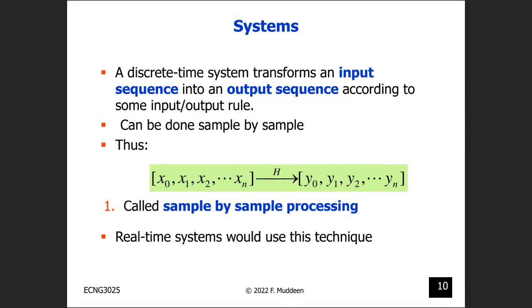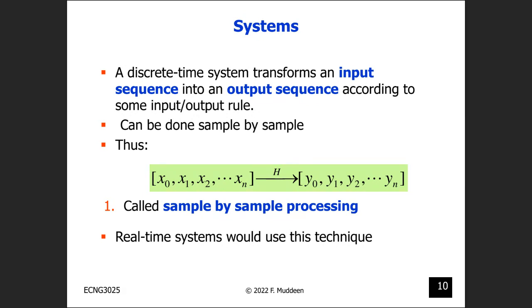All right, so some properties of systems. A discrete time system takes an input sequence, and that is the important thing here. Discrete time systems work on numbers, values. It takes a sequence in, does some sort of operation on it, and gives you an output, another sequence of numbers.